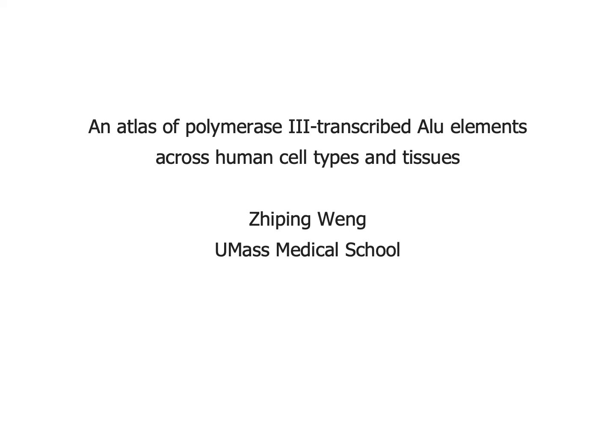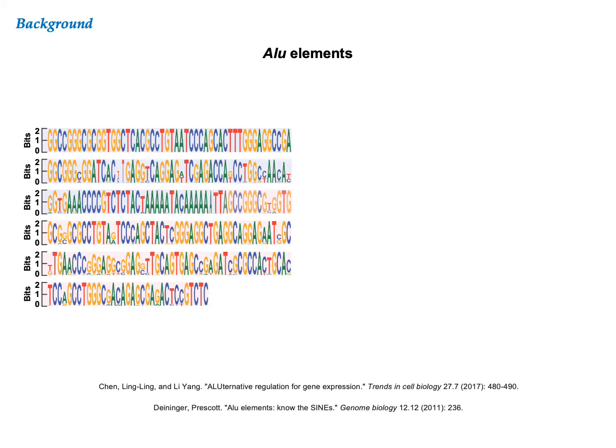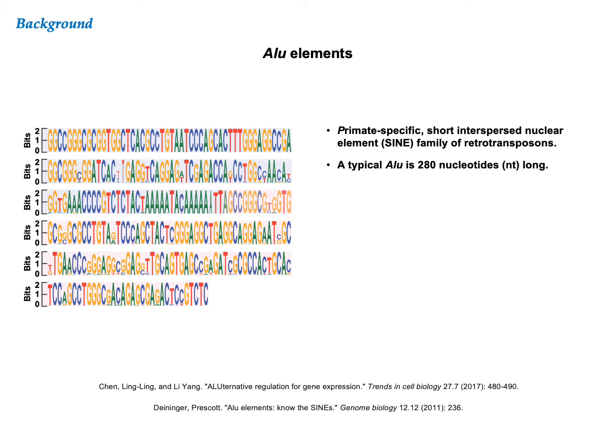I'm glad to be here today to tell you about our recent work on an atlas of Pol III-transcribed Alu elements. Alu elements are primate-specific retrotransposons. A full-length Alu is 280 nucleotides long, and its consensus sequence is shown on the left. There are 1.2 million copies of Alus in the human genome.